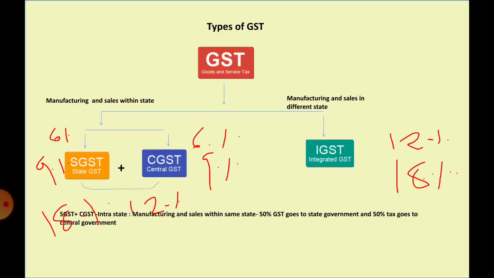When manufacturing and sales happen within the same state, it is called intra-state transaction. State and center divide the tax 50-50. When manufacturing happens in one state and sales happen in another state, that time IGST comes in place. Center takes the entire tax benefit from this sales transaction.